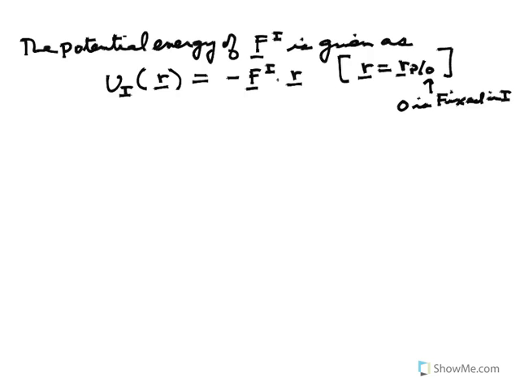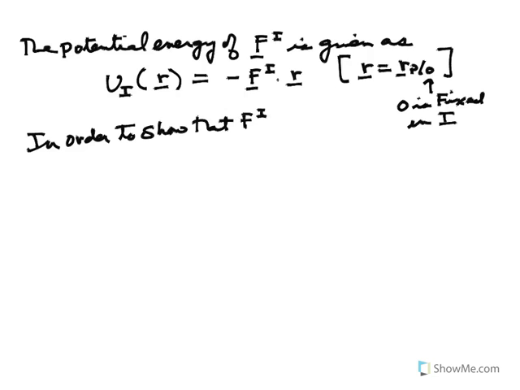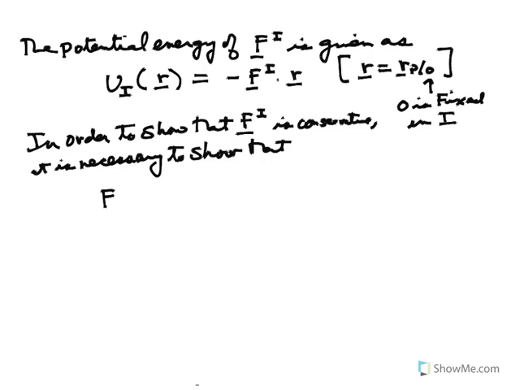Okay, now we want to show that this is actually the correct potential energy and that Fi is conservative. In order to show that F superscript I is conservative, it is necessary to show that the power produced by Fi is equal to minus dUi dt. So let's compute dUi dt.